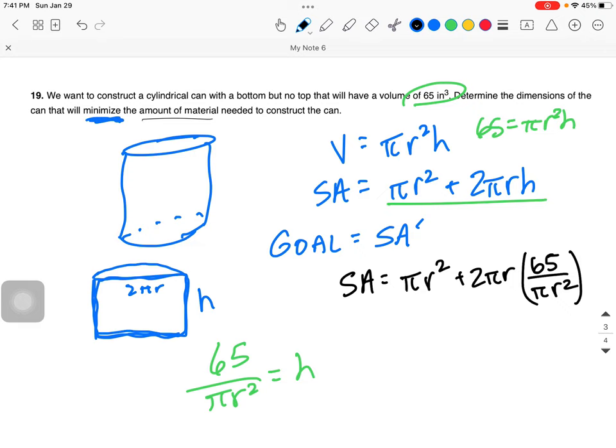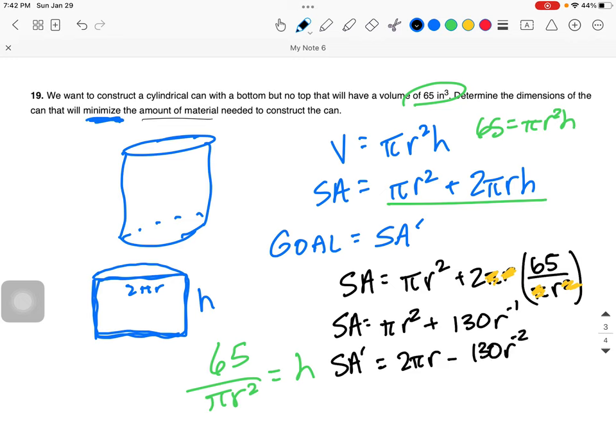And before I take the derivative, I talked about this a little in class, I'm going to try to simplify it first. So this would be pi r squared, and then I'll use another color for fun. I can cross out an r, I can cross out a pi. And so what do I have left? I've got 2 times 65, which is going to be 130. And then the r, I'm going to move up and make it negative. So now I can use the power rule. So SA prime would be 2 pi r minus 130 r to the negative 2.